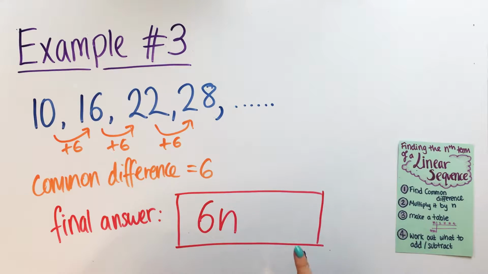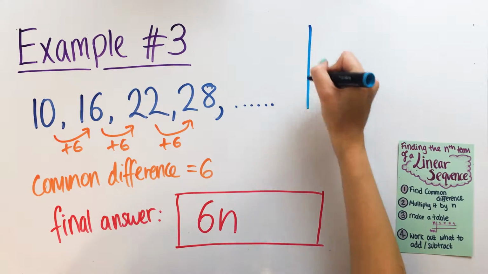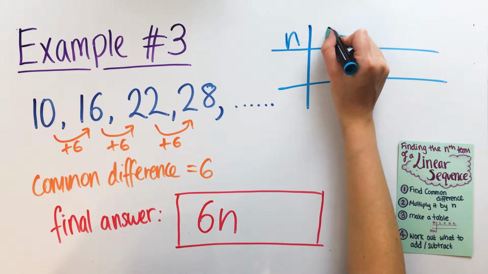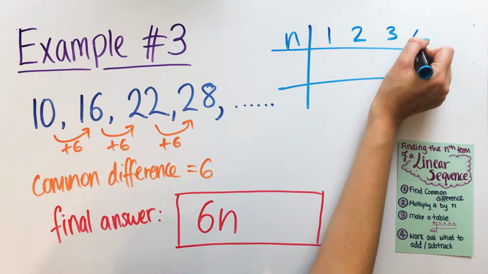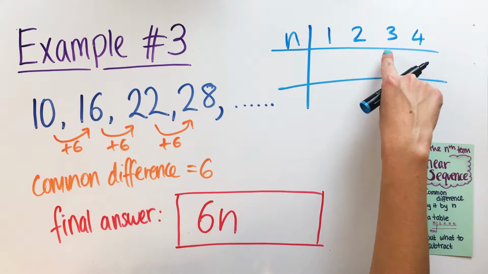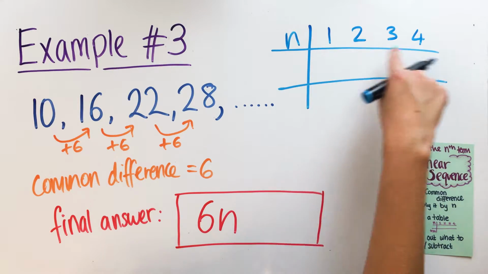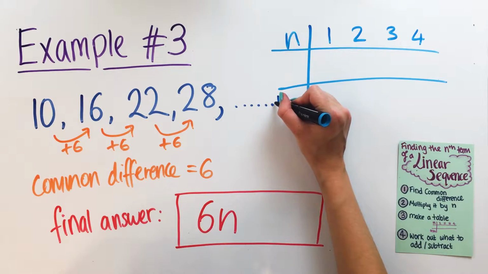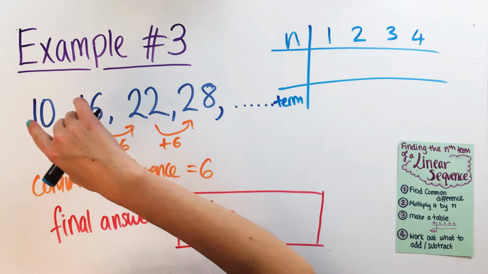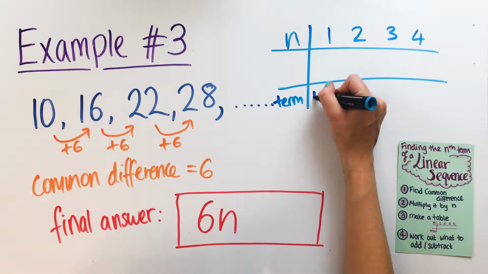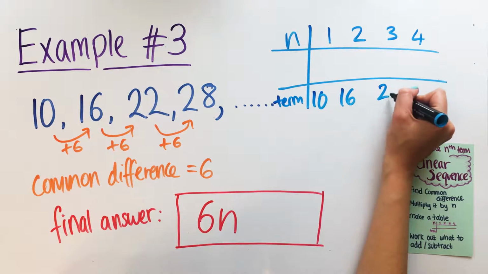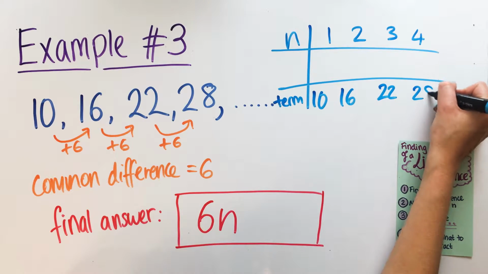Step number 3 is we make a table. So we draw out our table. We write on the top row n, and then next to it 1, 2, 3, 4. You could just write 1 to 3 if you like, or you could do more, you could write 1 to 5, but I think 1 to 4 makes it clearer. So at the bottom we write term, and we write in the terms we're given. So the first term is 10, second term is 16, third term is 22, and the fourth term is 28.